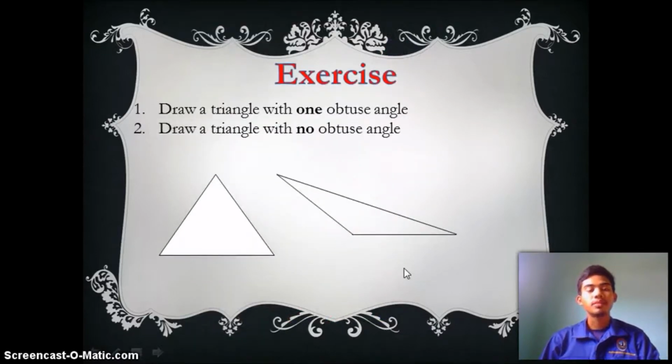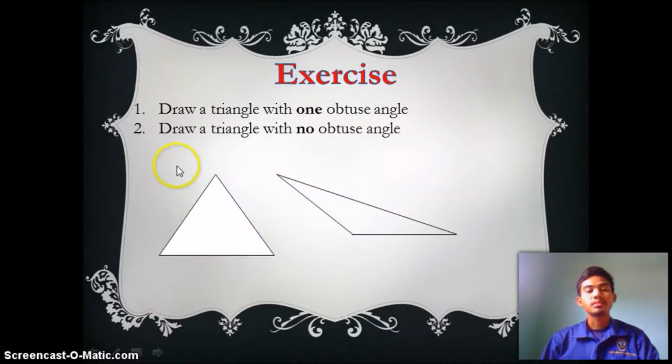We proceed with the exercise. The first question: draw a triangle with 1 obtuse angle. So this is the figure for the triangle. 1 obtuse angle only here. This is not an obtuse angle. This is an acute angle.